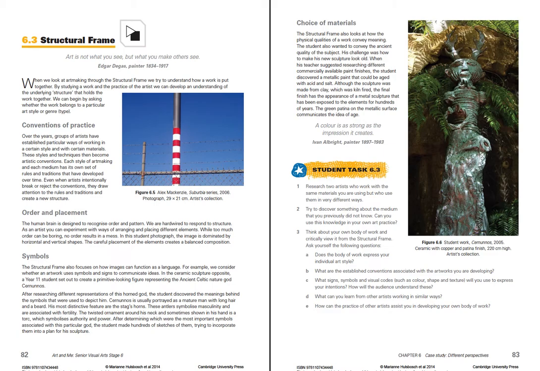After researching different representations of this horned god, the student discovered the meanings behind the symbols that were used to depict him. He's usually portrayed as a mature man with long hair and a beard. His most distinctive feature is the stag horns. These antlers symbolize masculinity and are associated with fertility as well. The twisted ornament around his neck, and sometimes shown in his hand, is a torque, which symbolizes authority and power. After determining which were the most important symbols associated with this particular god, the student made hundreds of sketches of them, trying to incorporate them into a plan for his sculpture.